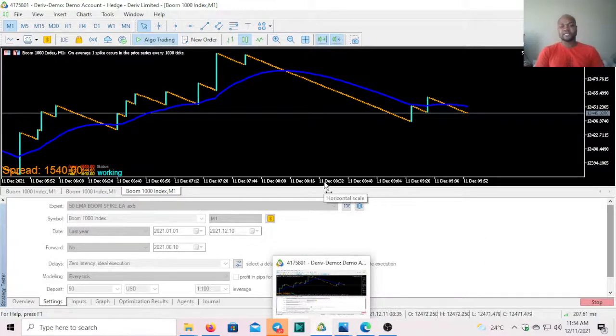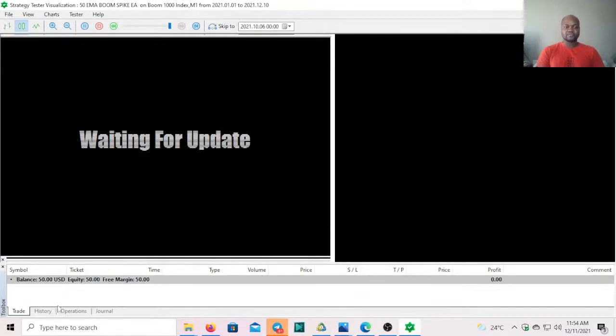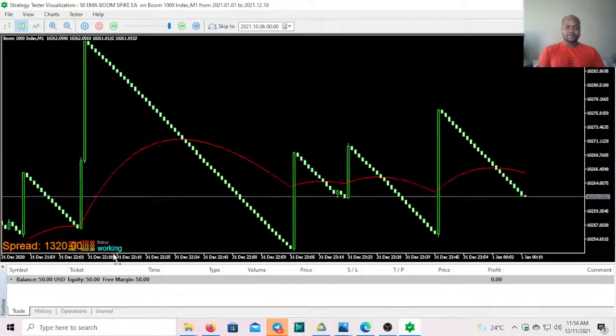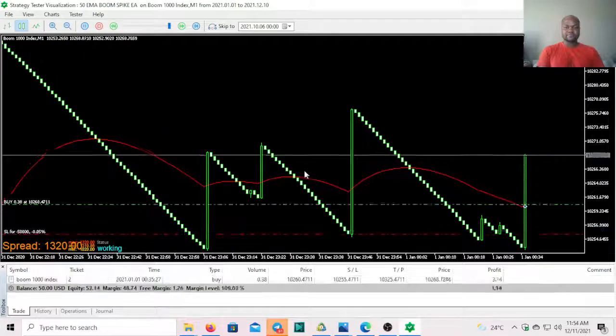It's an amazing bot. It's an amazing trading EA. It works in boom and crash in all time frames. Okay, so we have an initial deposit of 50. As you can see, the balance is 50. Let me try to slow it down so that we will actually see how it operates. I also want to remove the grids. Okay, I think it's now trading. Let's see what will be taking place.